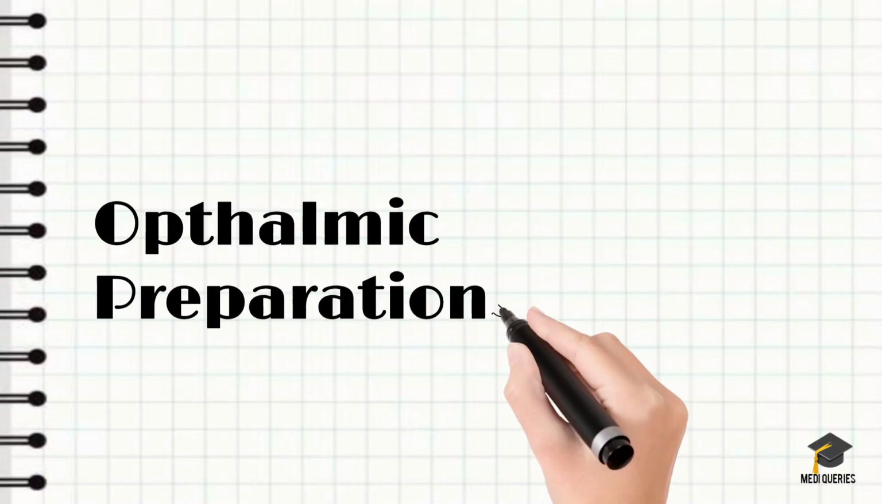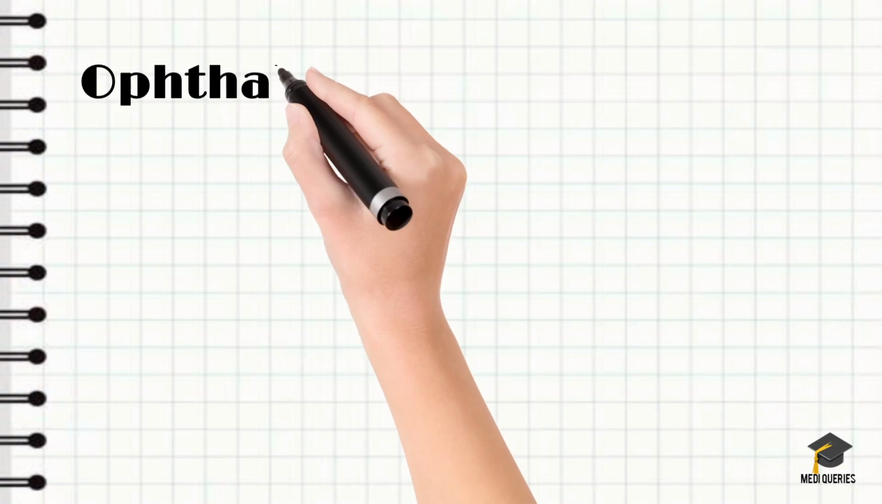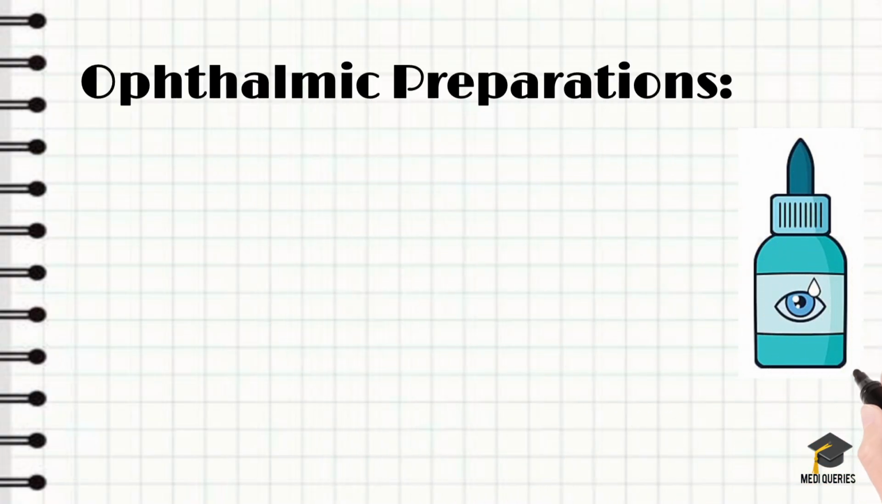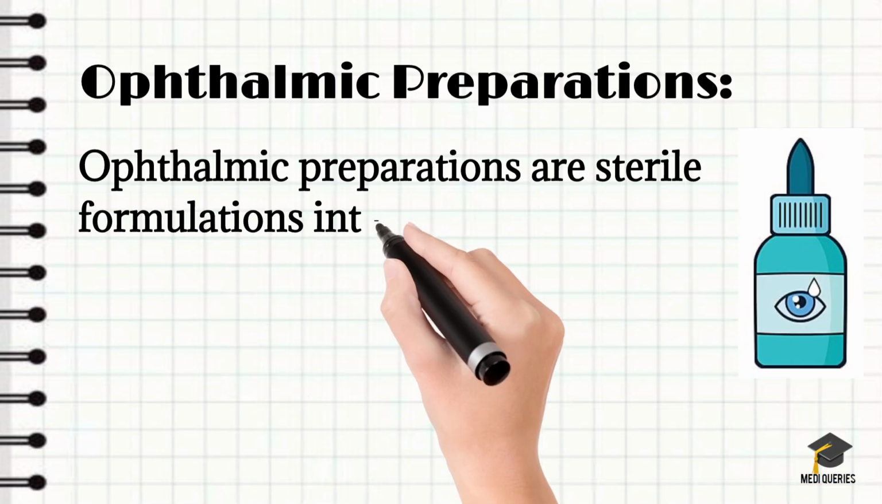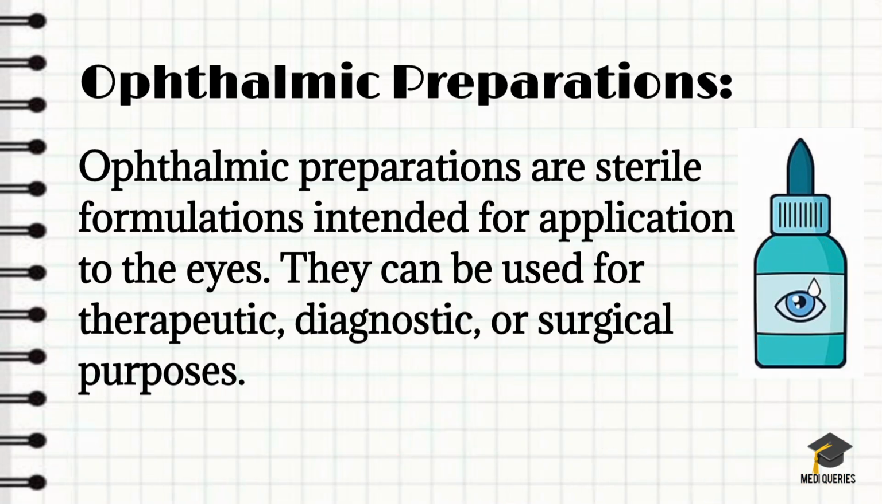In this video, we are going to learn about the ophthalmic preparations. Definition. Ophthalmics are the sterile preparations which are intended for application to the eyes. They are used for treating eye infections, inflammations, dryness, and glaucoma, or for diagnostic purposes also.